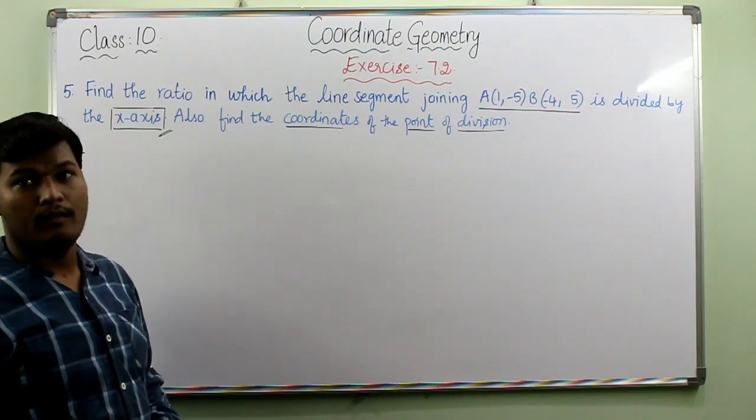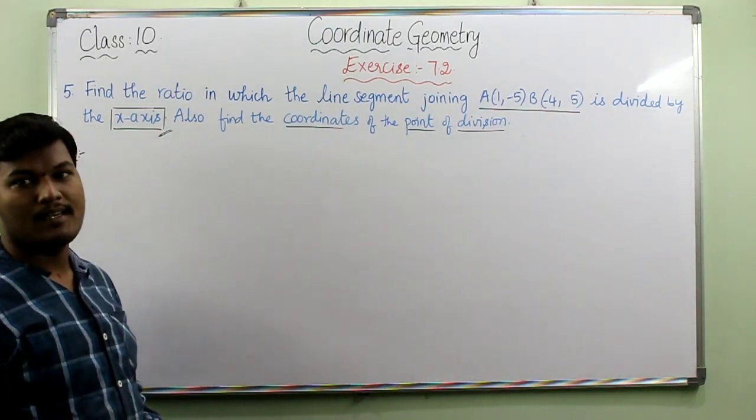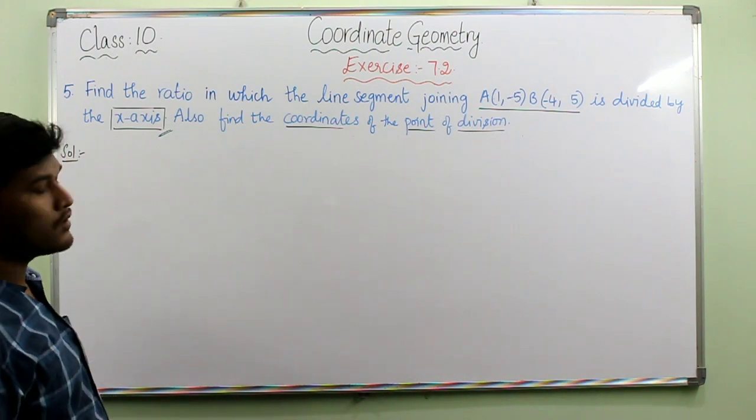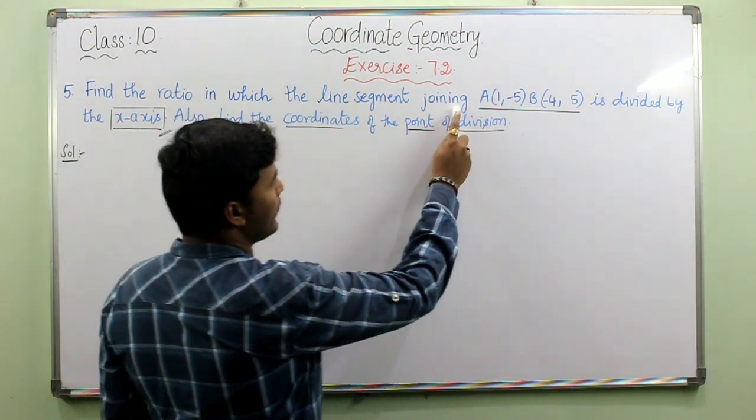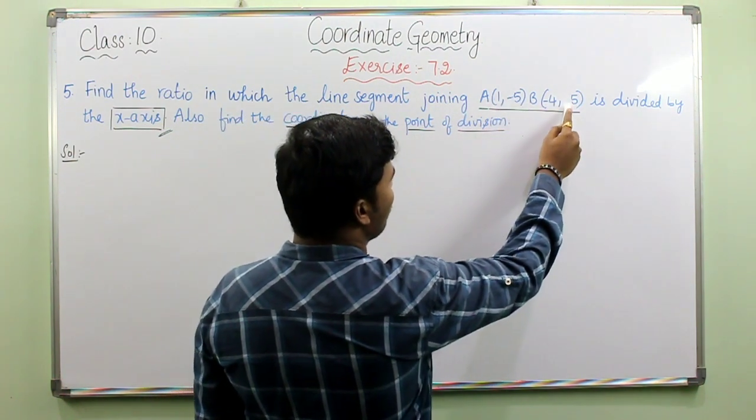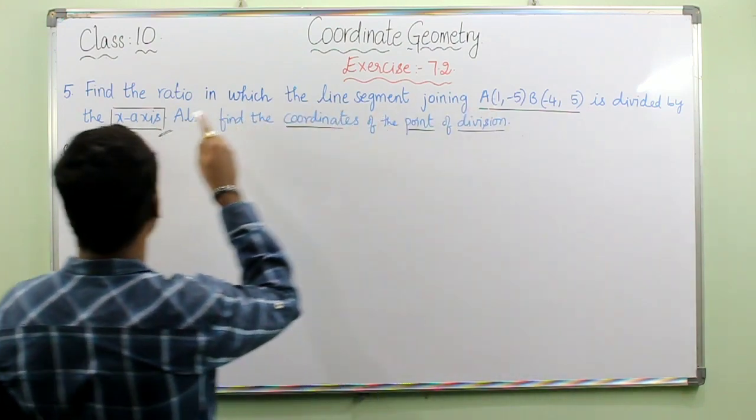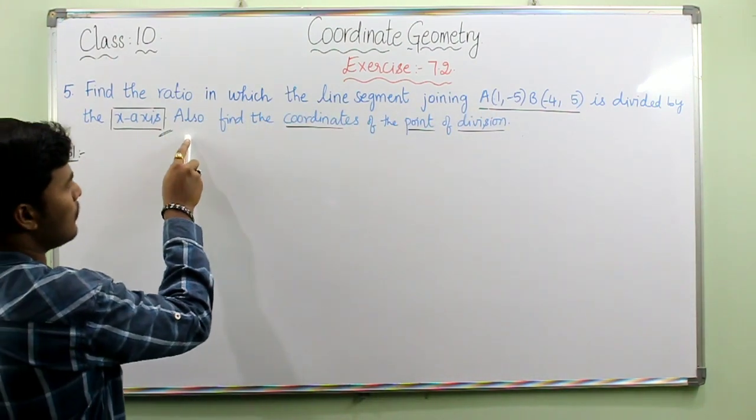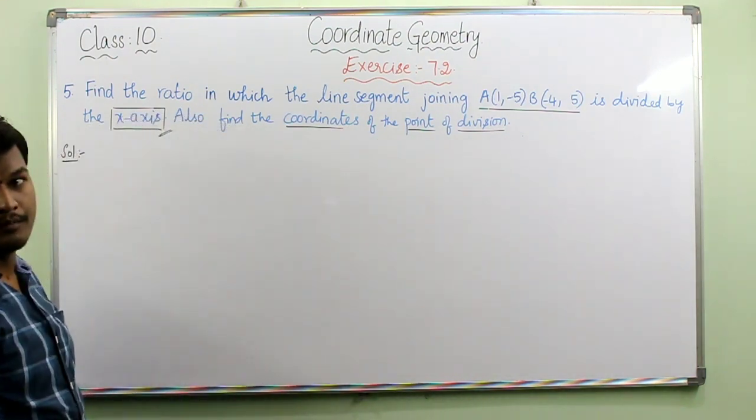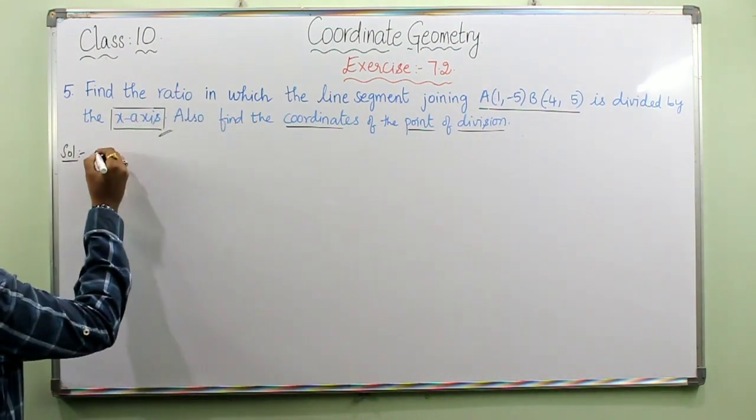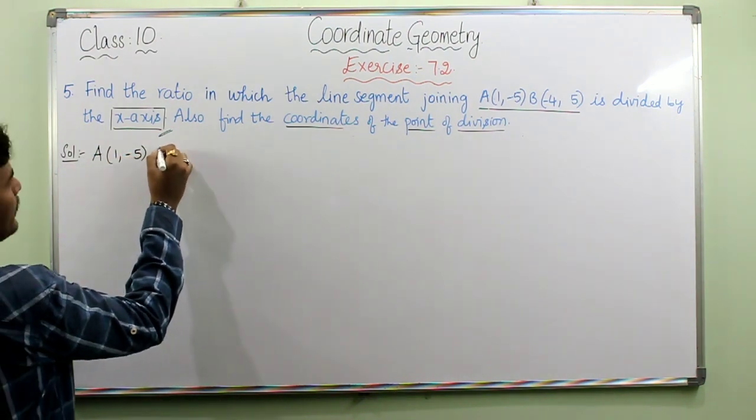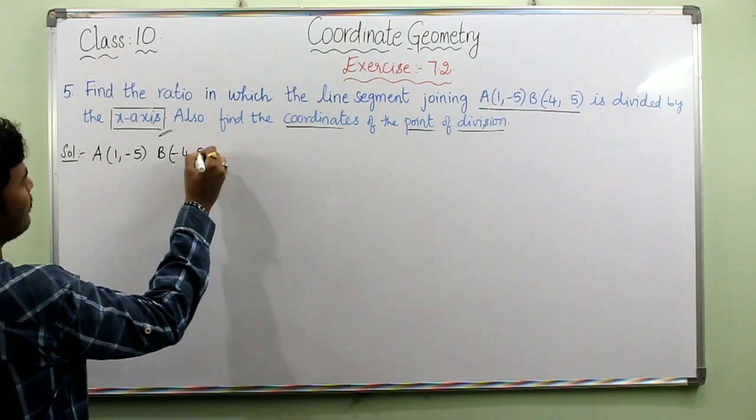Now let us solve the fifth problem of exercise 7.2. That is, find the ratio in which the line segment joining A(1, -5) and B(-4, 5) is being divided by the x-axis. Also, we have to find the coordinates of the point of division. So here the given points are A(1, -5) and B(-4, 5).